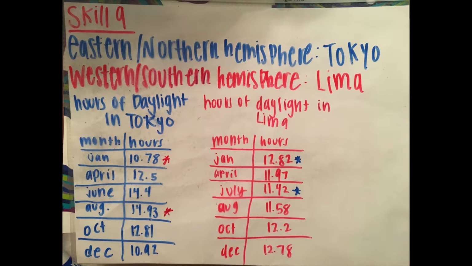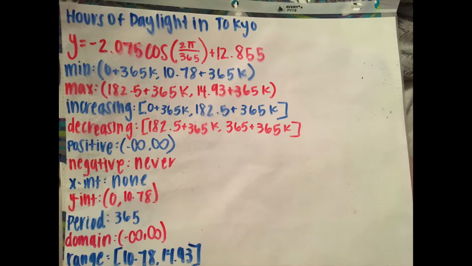The first thing I had to do was determine the equation for the hours of daylight in Tokyo. I got my equation to be y equals negative 2.075 cosine of 2 pi divided by 365 x, plus 12.855. The reason I added the 12.855 to the end of the cosine function is that it is the value in the middle of the maximum and the minimum of the graph.